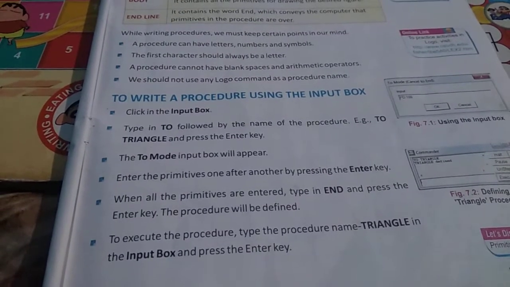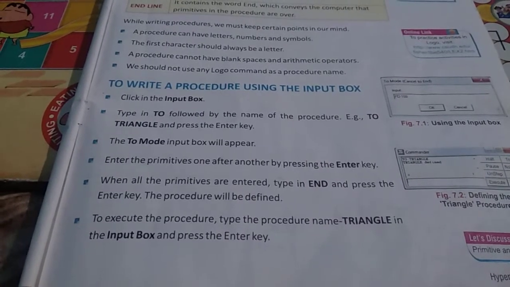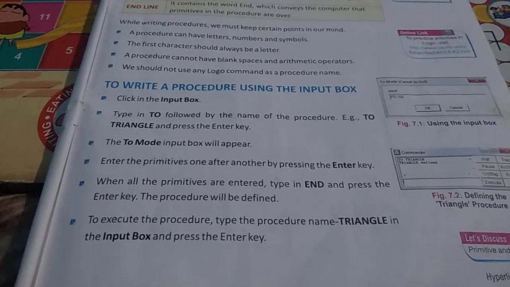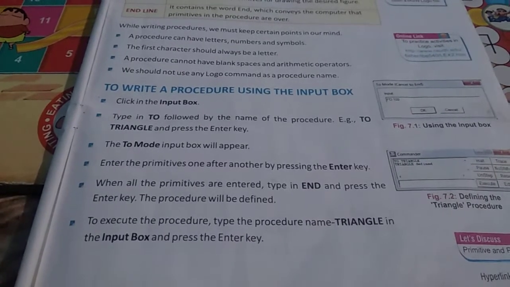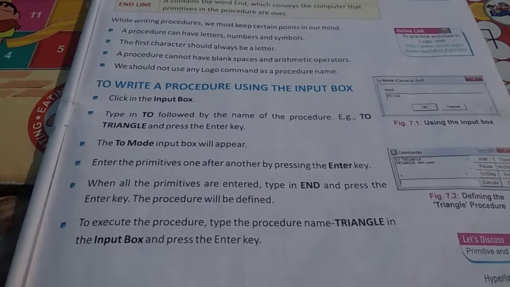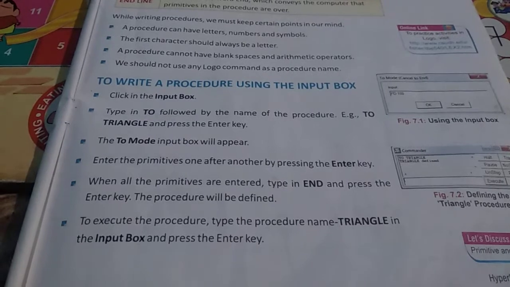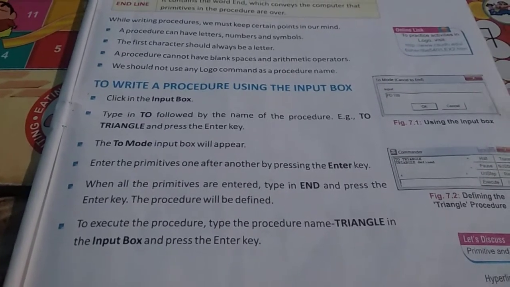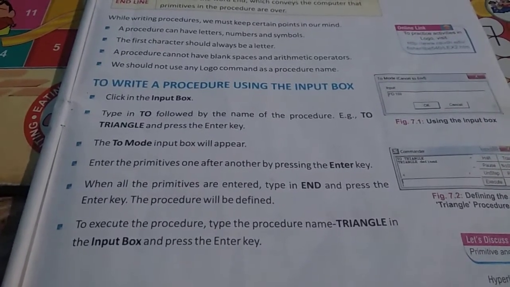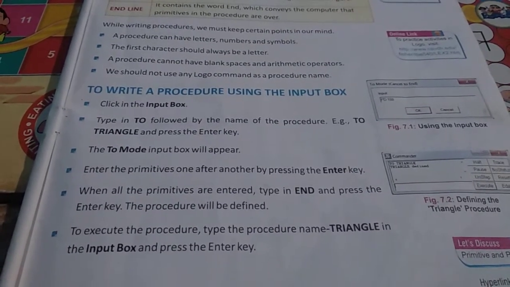Now we are done with the title line. Now we will write the body. So in the body, we will type the primitives, and by pressing the enter key you move to the next line. When all the primitives are entered, type in end and press the enter key. The procedure will be defined. To execute the procedure, or you can say to run a procedure, type the procedure name triangle in the input box and press the enter key. So this is the way we write a procedure. It is very easy. Now moving to the next page.